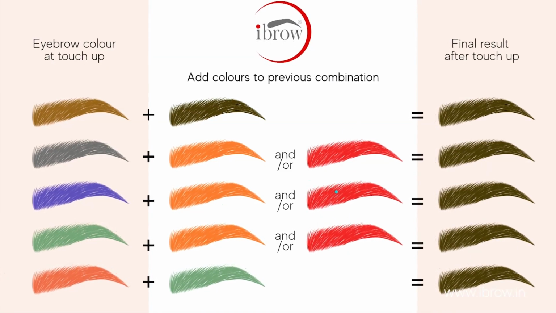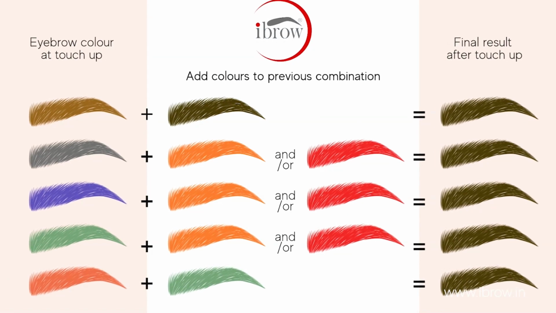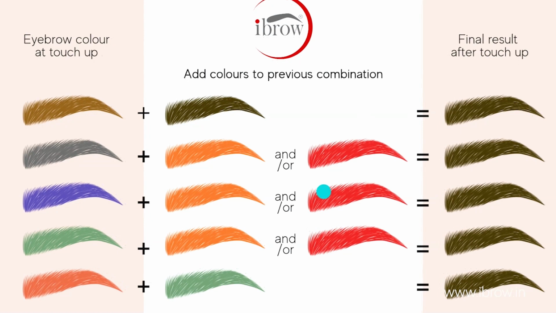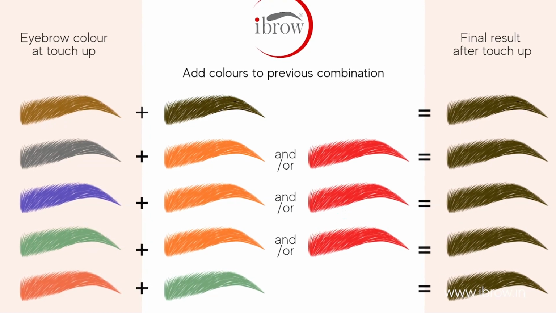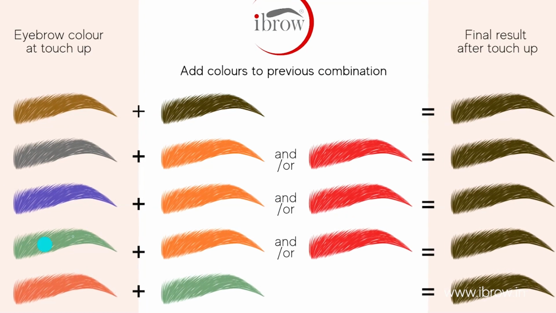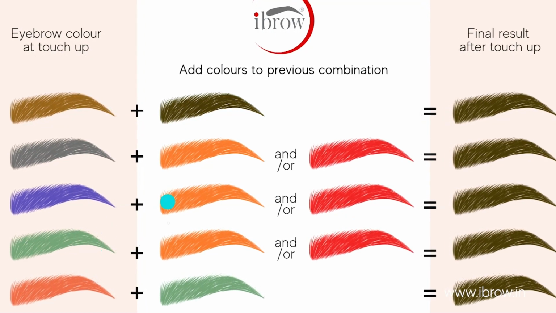This can be done only in darker skin types. In lighter skin types, let's say Fitzpatrick 3 to 4, if you add red, red will be seen as red. So in lighter skin types, if the brow has turned grayish, bluish or greenish, you only add orange.